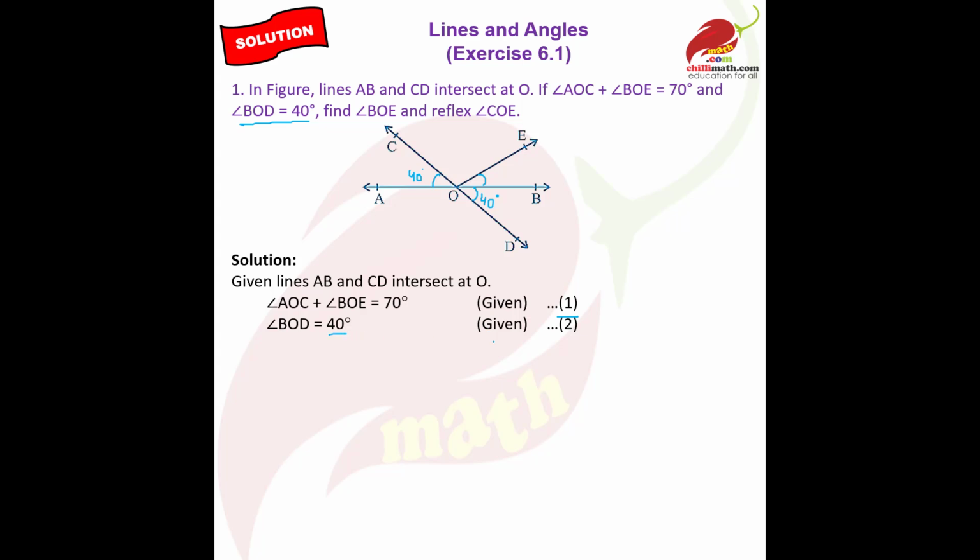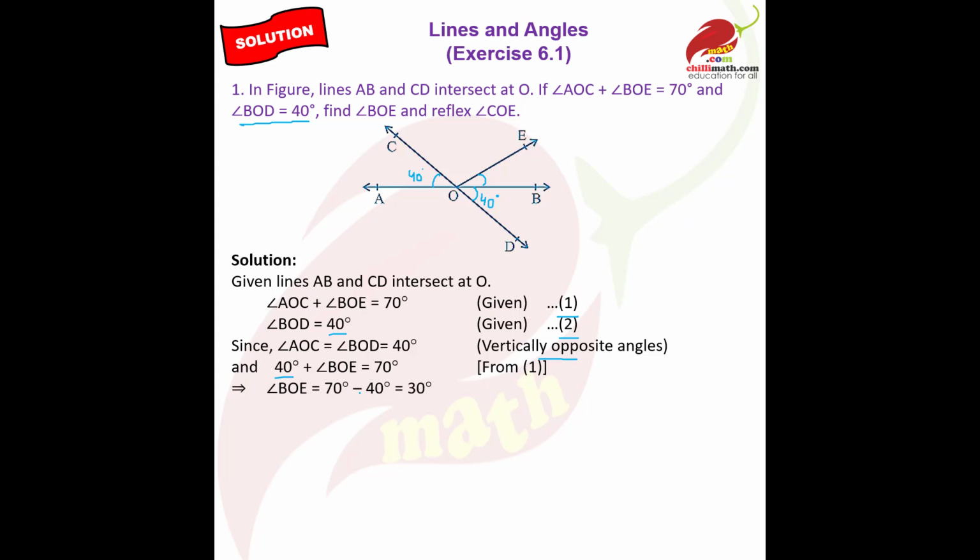BOD is given 40 degree. Let us mark this equation number 2. As angle AOC is equal to angle BOD equal to 40 degree, vertically opposite angles, as we have marked this earlier. So putting in this equation number 1, AOC is 40 plus BOE is equal to 70 degree. So from this we can find angle BOE, which is equal to 70 minus 40 equal to 30 degree.